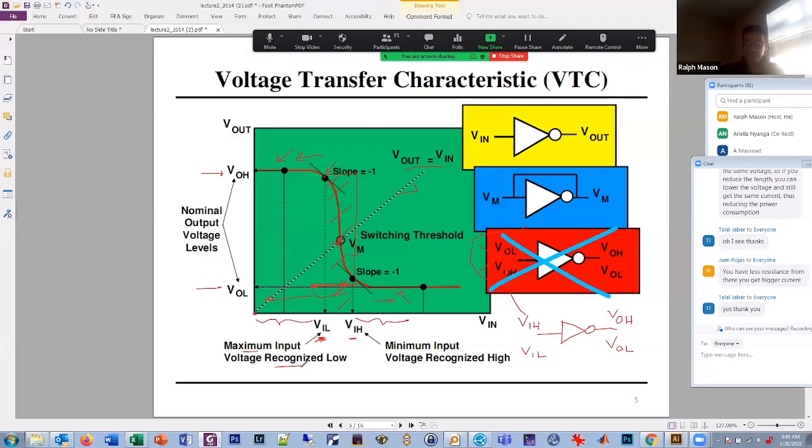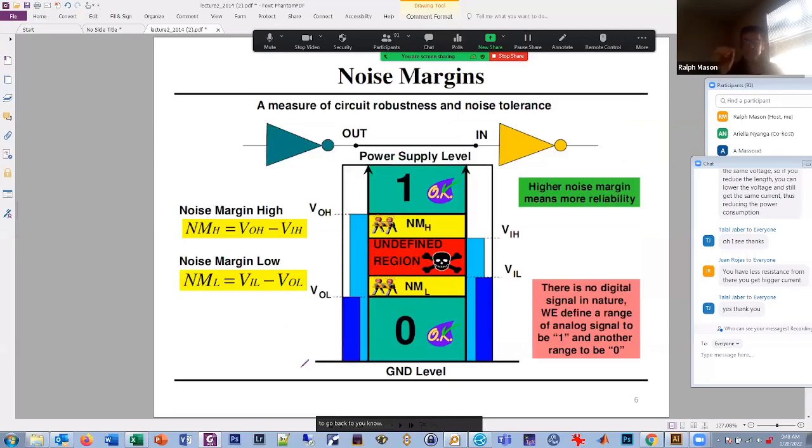Now, if I want to look at these V input high and V input low, another way to look at it is this picture here, okay? And what we're going to talk about is what's called the noise margin, and it's related to the reliability of the circuit. So on the left here, we have the output high and output low, okay? So these are the output values that we get.